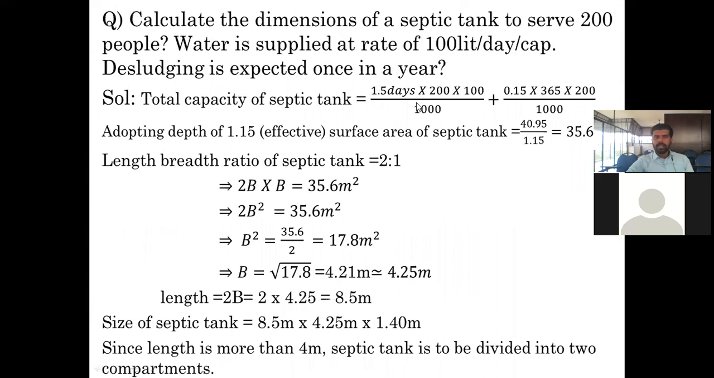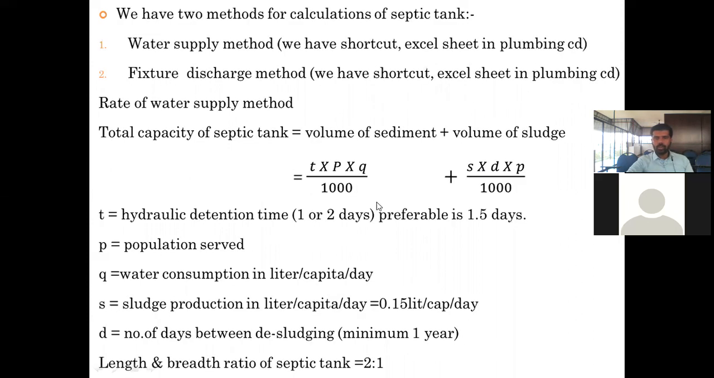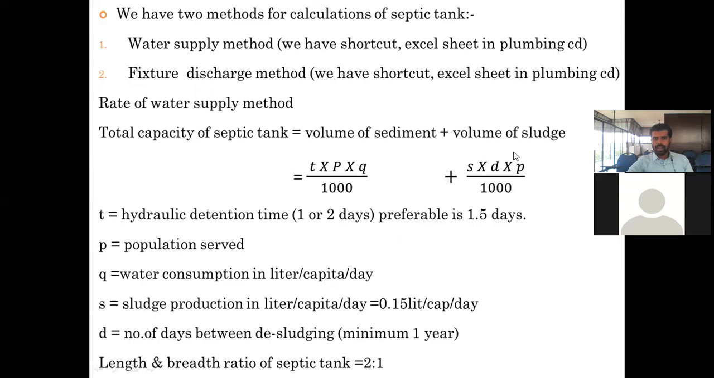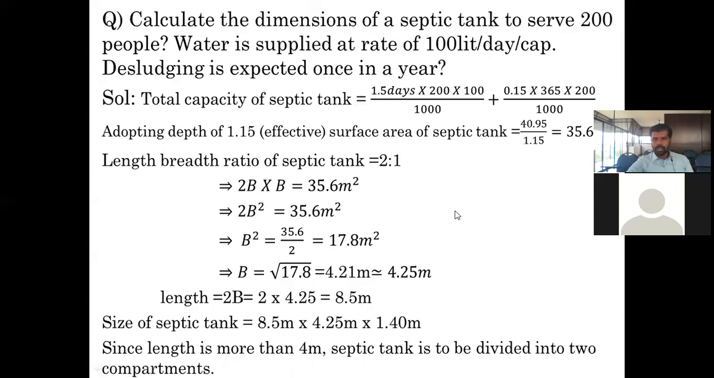Let's see. 1.5 into 200 is the P. 100 is the, what is 100? Q, divided by 1000 plus S, where S is 0.15 plus D. How much? 1 year, 365, correct? Give 365. Number of people, how much? 200 divided by 1000.